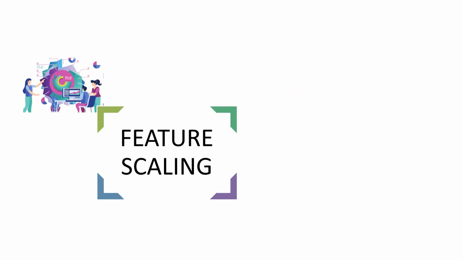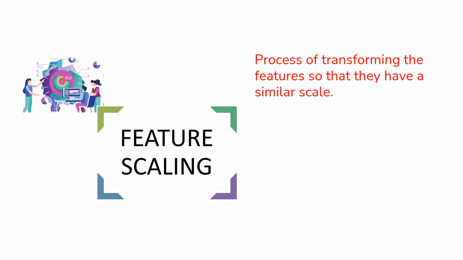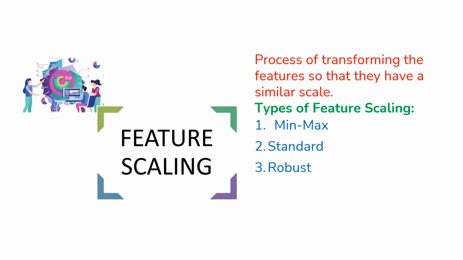Now, coming to the last step in feature engineering, which is called feature scaling. What is meant by feature scaling? It is the process of transforming the features so that they have a similar scale. Why do we need to do feature scaling, or why is feature scaling important? Because the scale of the features may affect the performance of the model. Hence, we do feature scaling so that all the features will have a similar scale. What are the types of feature scaling? Min-max scaling, standard scaling, and robust scaling.